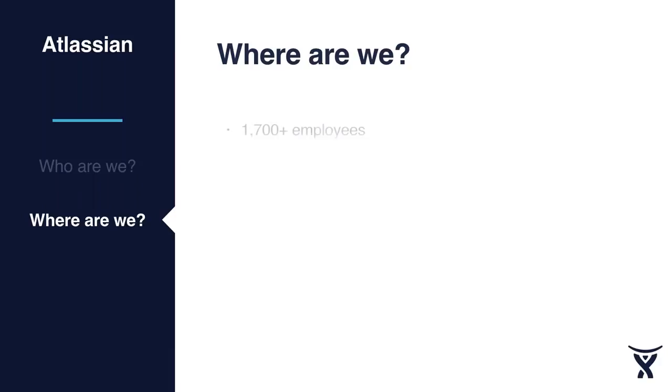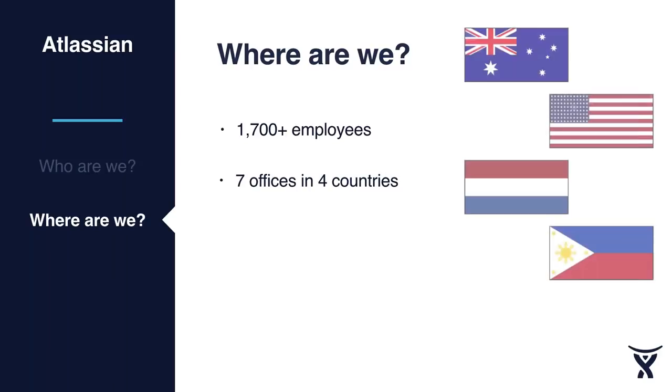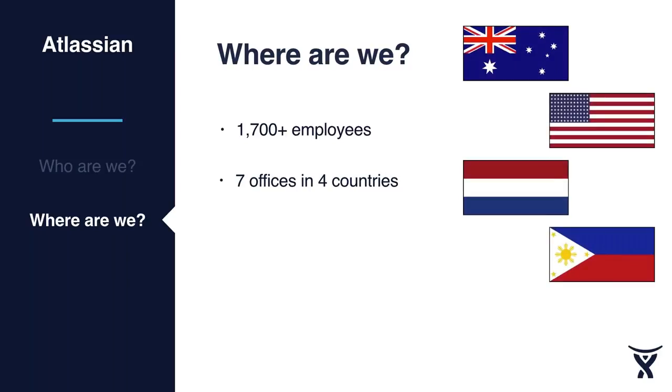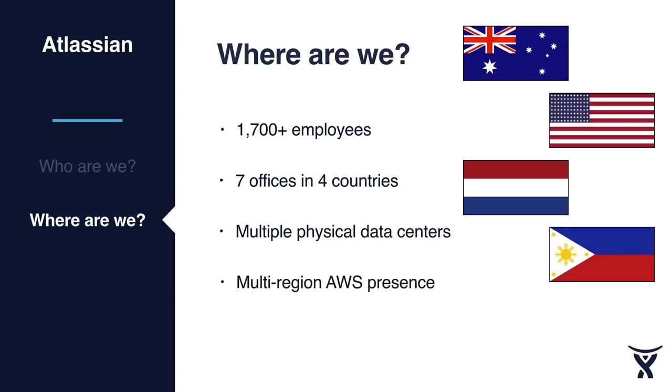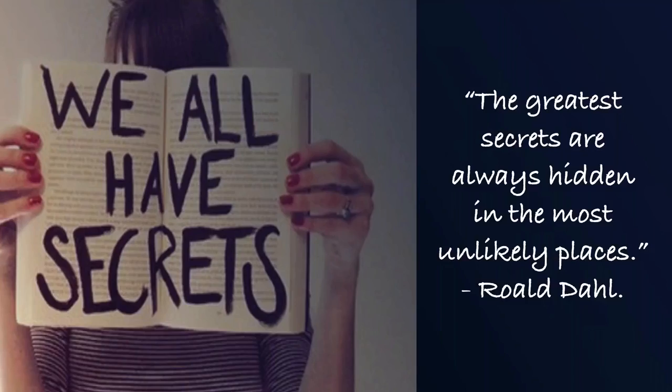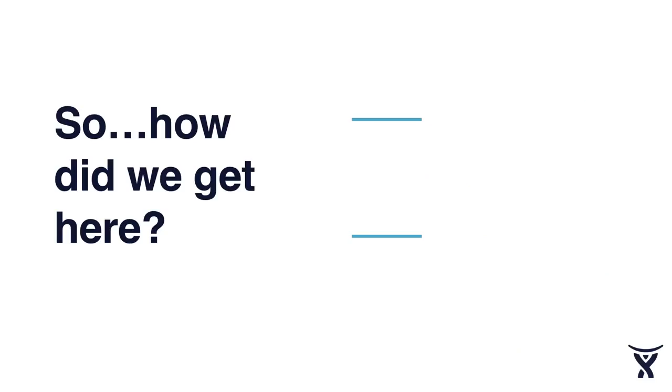So where are we? We are over 1,700 employees now. And although we started in Sydney, we now have 7 offices across 3 other countries. We have many physical data centers, but we are rapidly increasing our cloud presence in AWS with services running in multiple regions. This is a quote from Roald Dahl's last book, but it also reminds us that we all use secrets, and in some ways we hide them in the most unlikely places as well.